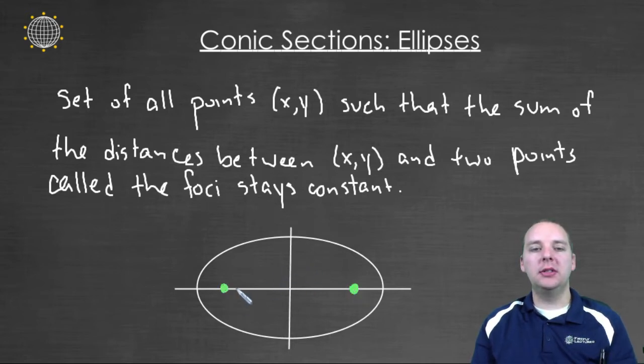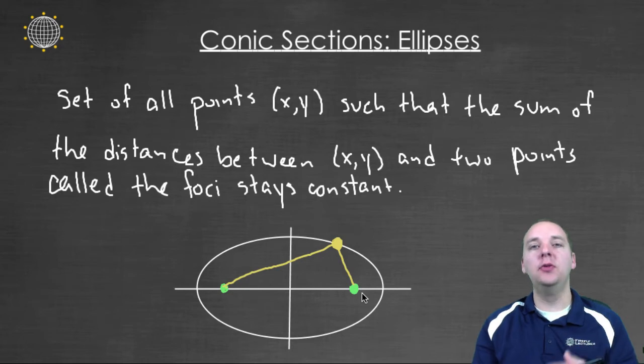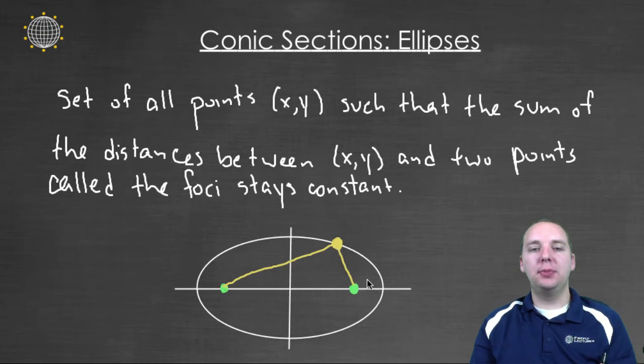Well, your two points called your foci will be two dots like this. Here I highlighted them in green. And let's say we picked a point like right here. So there's a distance from here to this focus, and the distance from here to this focus. Foci is the plural of focus. So two focus points would be foci. So here we go. This distance plus this distance will give you a numerical value.